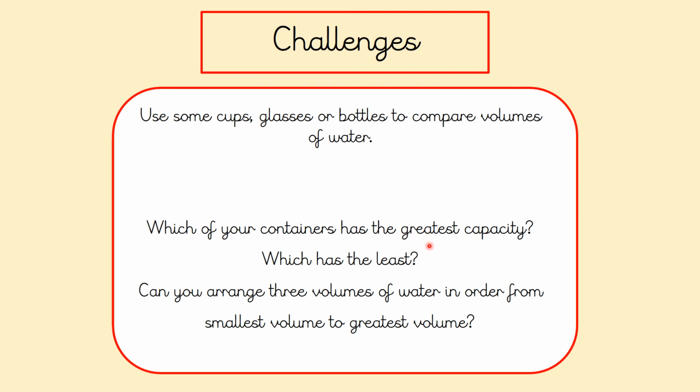Don't forget, if you're comparing these ones, then you will need to have some containers that are identical, that are equal. So I used my lunch boxes because I have a set of lunch boxes that are all the same size. But you could just use glasses if you have a few glasses that are the same size. You could use bowls if you have some bowls that are the same size. Just need to make sure they're all the same size for comparing. And then, can you arrange the 3 volumes of water in order from the smallest volume, so the least water, to the greatest volume, the most water?